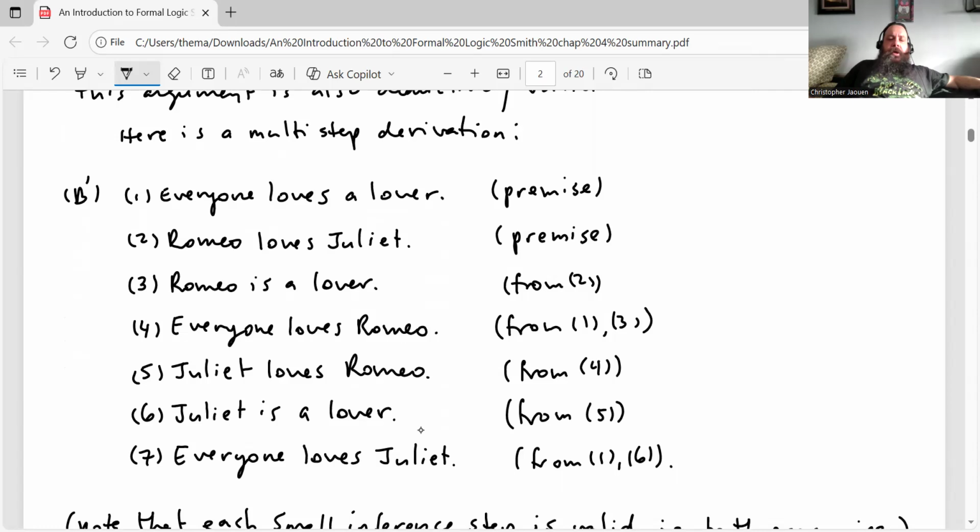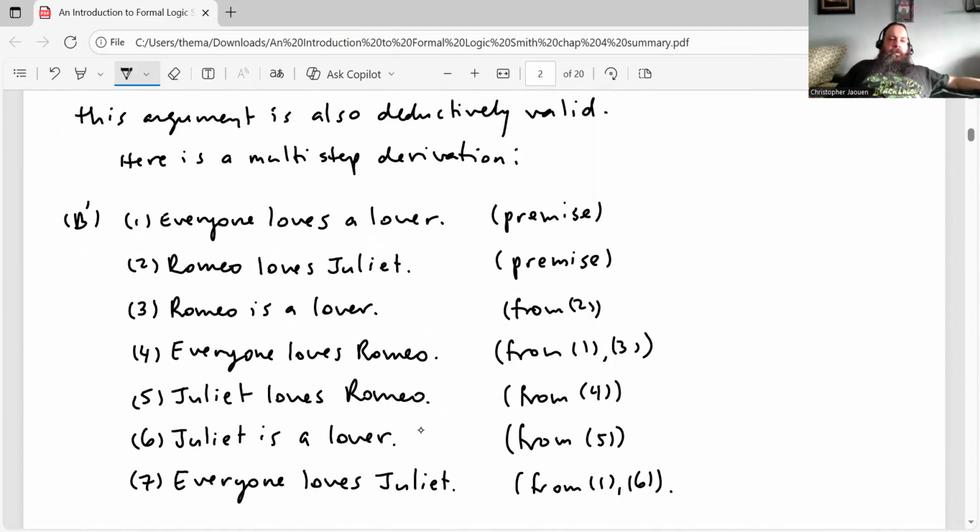Juliet loves Romeo. That comes from 4, because everyone loves Romeo, and Juliet's part of everybody, right? And then again we get another inference from 5: Juliet loves Romeo implies Juliet is a lover, because she loves somebody. And then finally, the conclusion, everyone loves Juliet, is inferred from premise 1 and proposition 6. So 1 says everyone loves a lover, 6 says Juliet is a lover, therefore everyone loves Juliet.